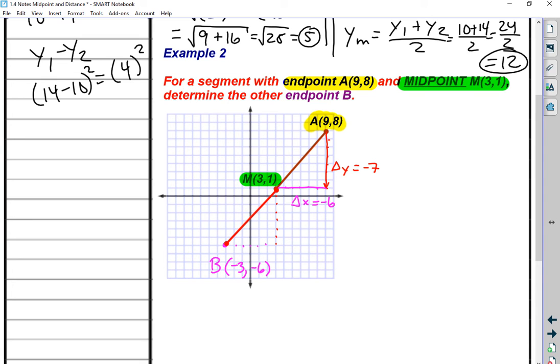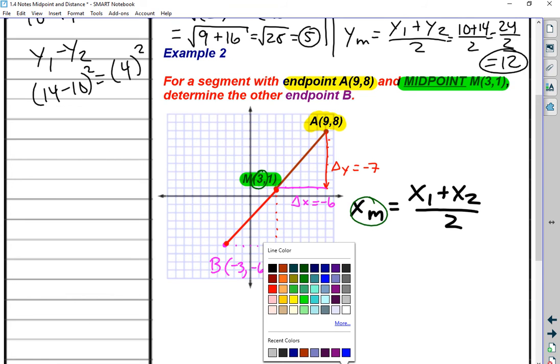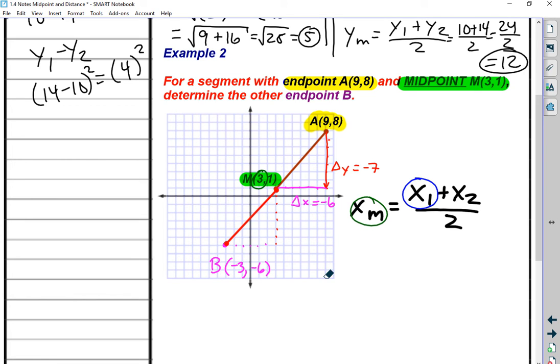Now, if you don't trust that, or maybe you don't really see the counting method too well, we can simply use the equation-based method. And so remember, the x value of the midpoint is defined to be x1 plus x2, all divided by 2. And we have most of these x's. We actually do have the x value of the midpoint. That's given to be 3. Okay. And we also have one of the x values that's given to be 9. And remember, it's x comma y.